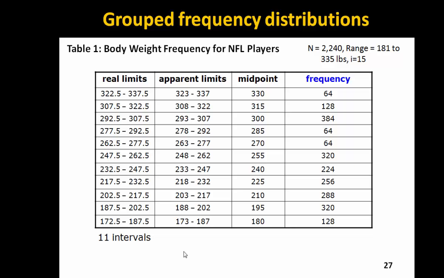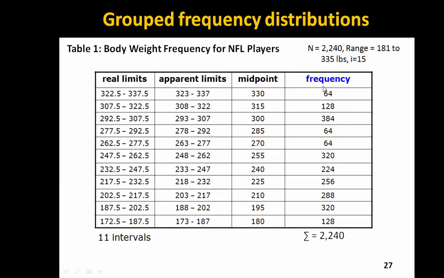So this is a table, this was already sorted through, where the frequency, the number of players that fell within the established real limit intervals, you can see here. So 128 players fell within the lowest interval category, 320 players, 288, so on and so forth, and this continues up until the highest frequency of 64 players all fell within the real limits.